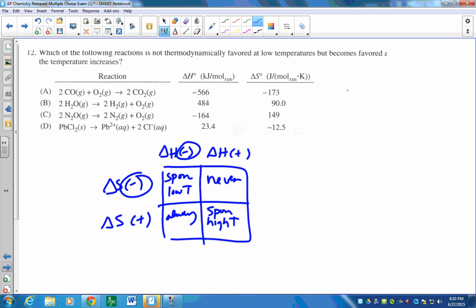And so which of the following reactions is not thermodynamically favored at low temperature but becomes favored as temperature increases? You're looking for the only choice in which delta S is positive and delta H is positive, and I do believe this is positive and this is positive, and the answer for 12 is B. I really hope that you didn't miss that, because we did a bazillion of those, and I really suck as a teacher if you miss that.